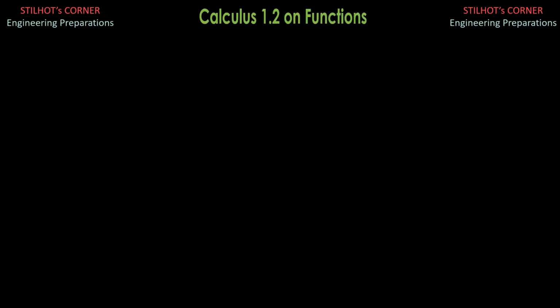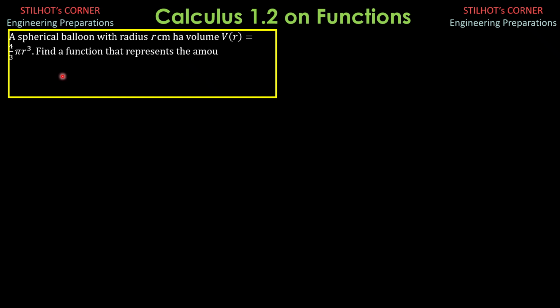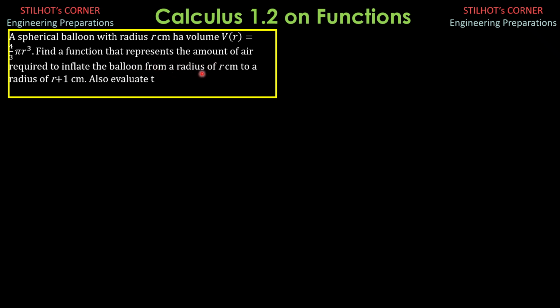Hello, future engineers, subscribers, and viewers. Here is another video on functions. A spherical balloon with radius r centimeters has volume V(r) equals 4/3 pi r cubed. Find a function that represents the amount of air required to inflate the balloon from a radius of r cm to a radius of r plus 1 centimeters. Also evaluate the value of this function when the radius is 15 centimeters.